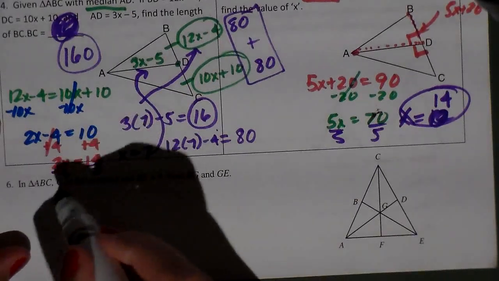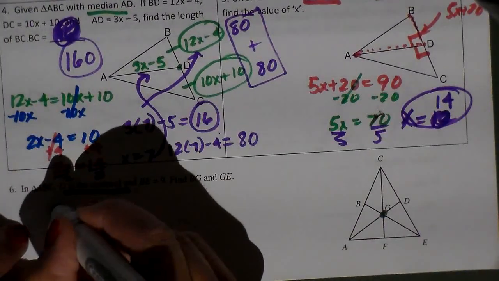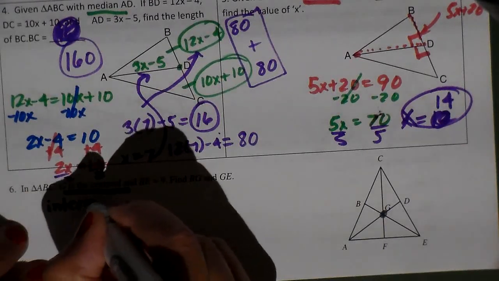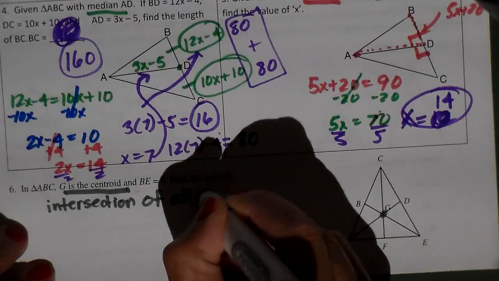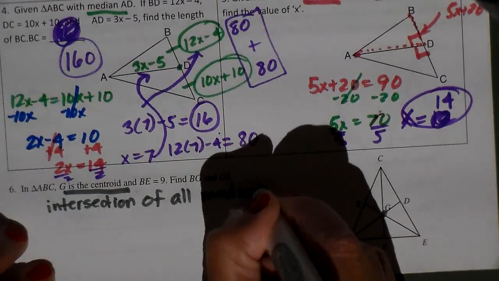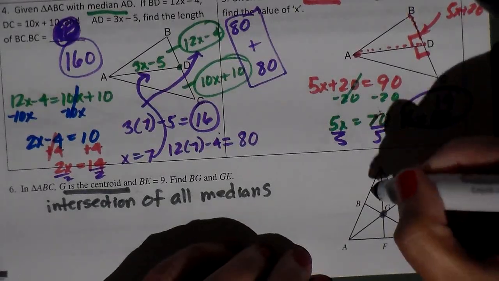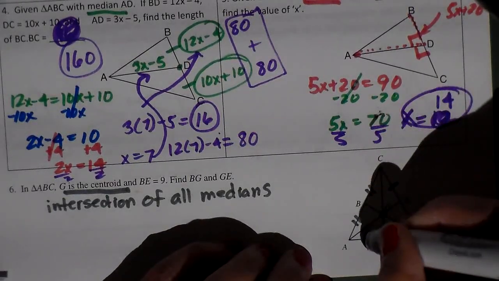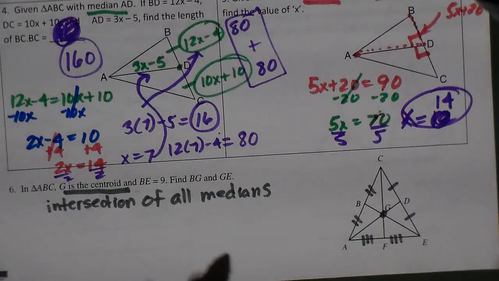All right, triangle ABC, G is the centroid. Okay, do you guys remember what a centroid is? The centroid is the intersection of all medians. Okay, if we draw 3 medians, we get the centroid. That means these two guys are the same, these two are the same, and these two are the same because these are all medians. They all are midpoints.